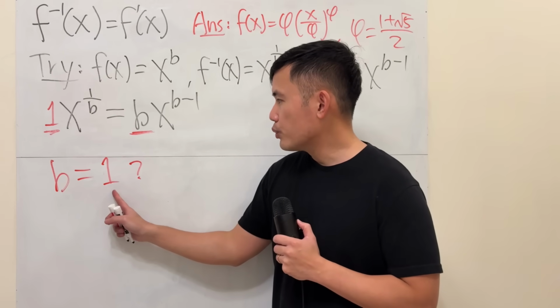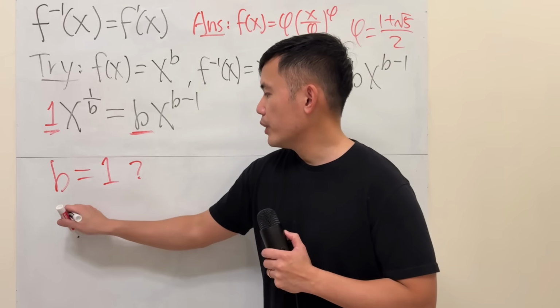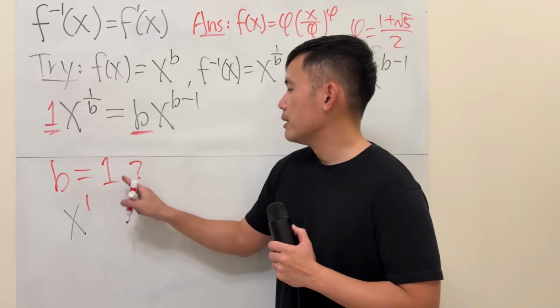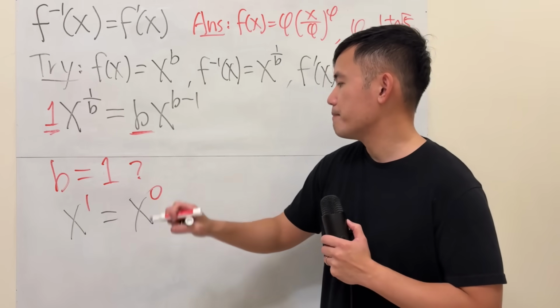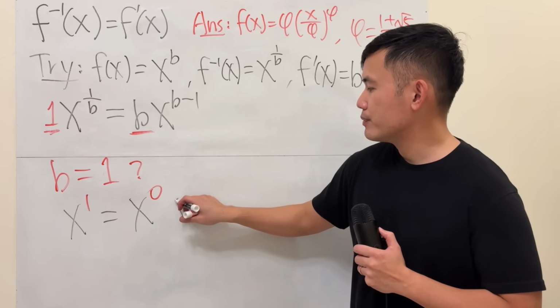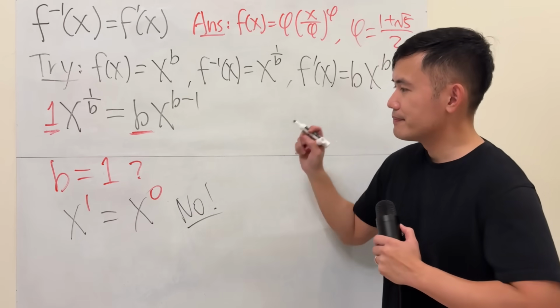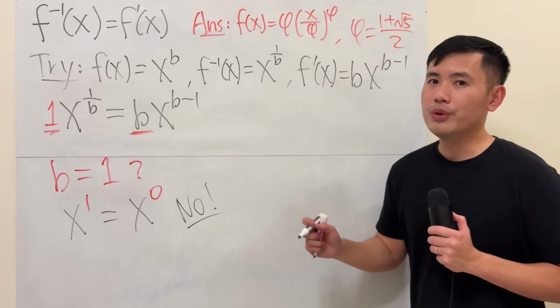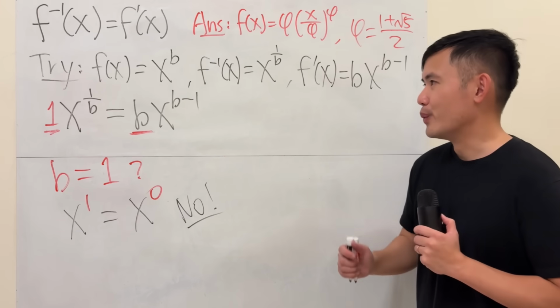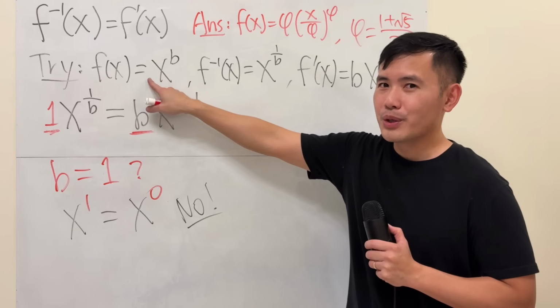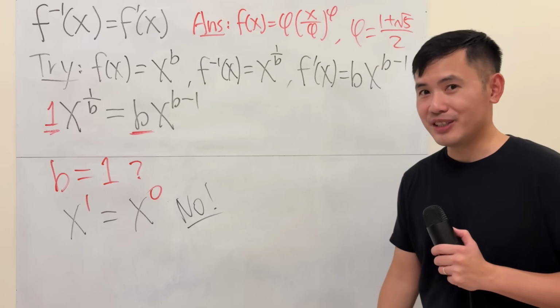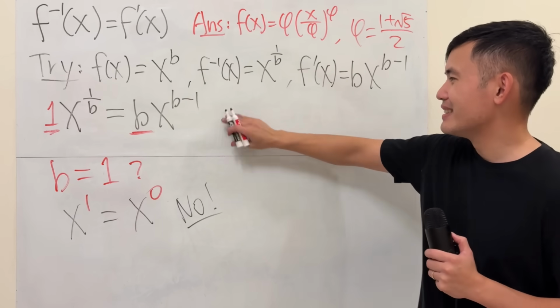Because if b is equal to 1, put this here, we get x to the first power. Put this here, we get x to the 0th power. So no, it's not going to work. So what do we do? Well, don't worry. Let's try to fix it a little bit by putting a coefficient here. So maybe we have a better chance. So now let's have a look.